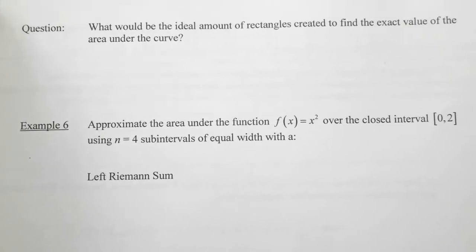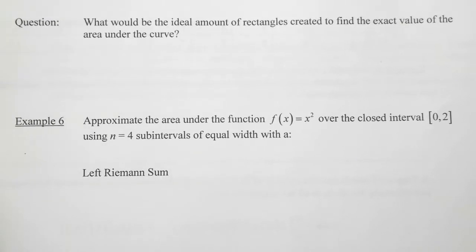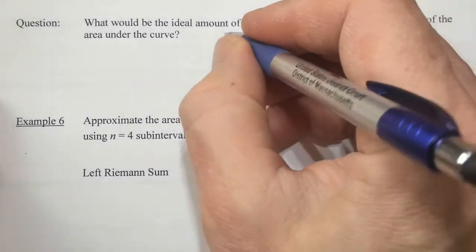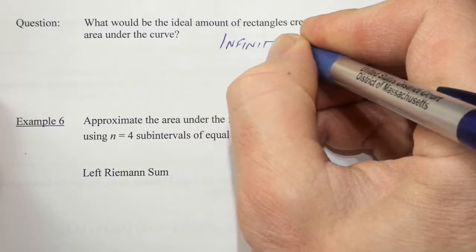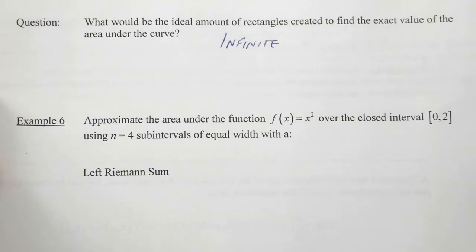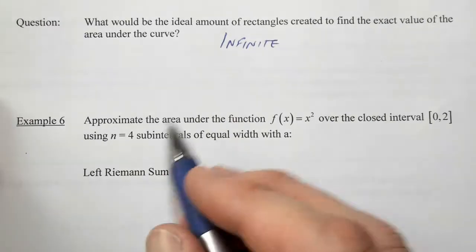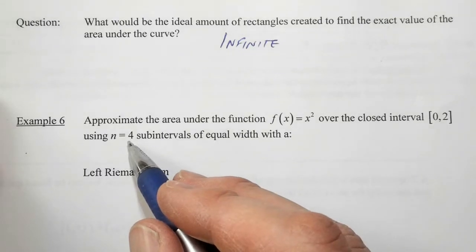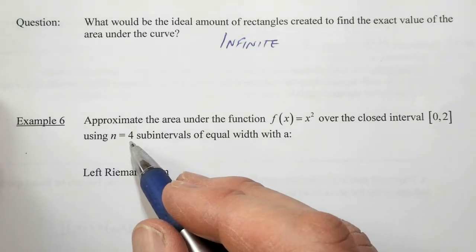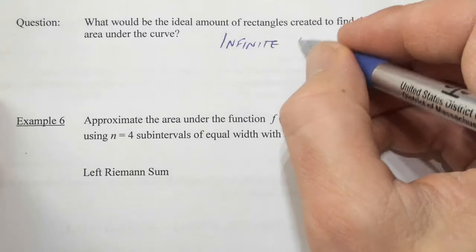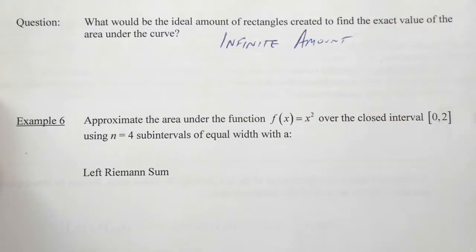Now, what would be the ideal amount of rectangles? Well, if you haven't figured it out yet, an infinite number of rectangles. All right, we're doing a Riemann sum with 4, like you'll see in example 6. That's great. What's better than 4? 40. What's better than 40? 400. What's better than 400? 400 million. All right, but an infinite amount of rectangles would be the ideal amount.